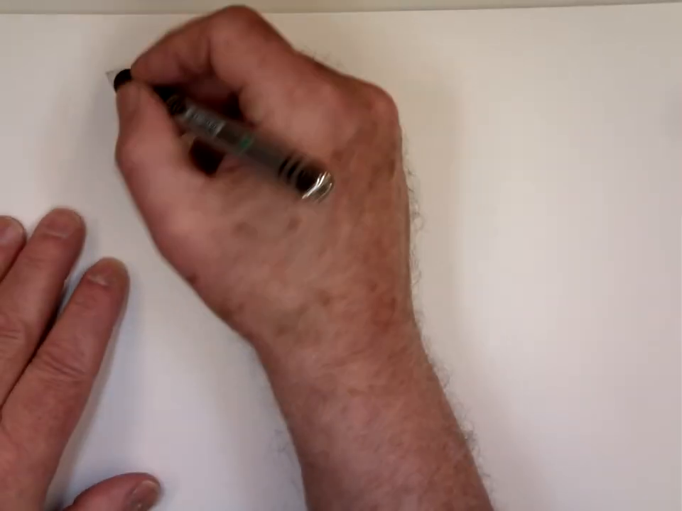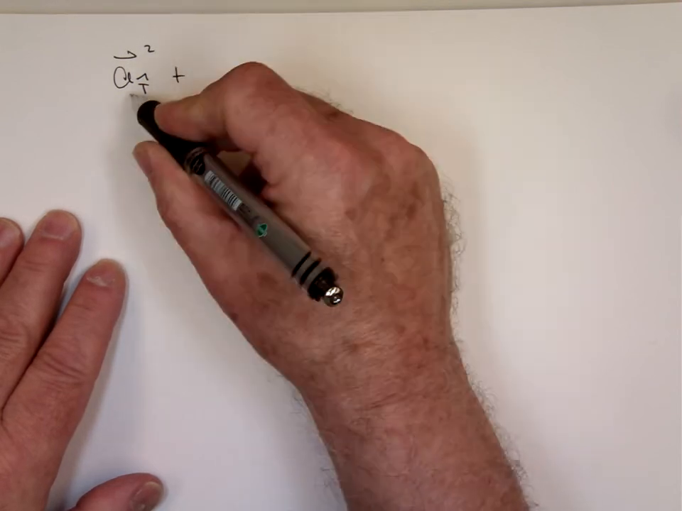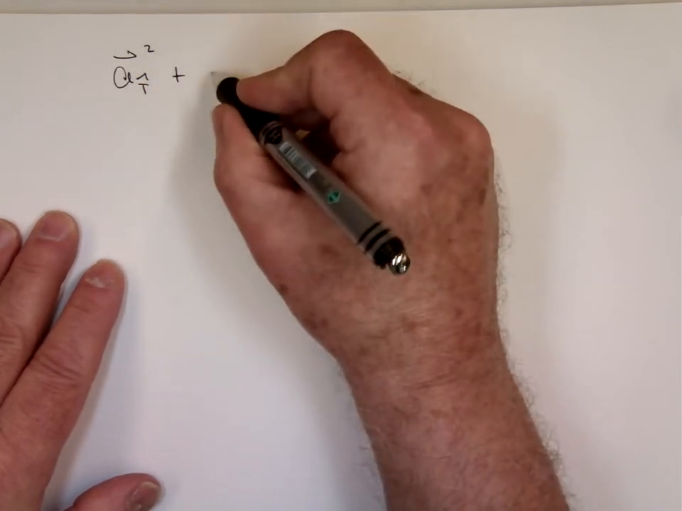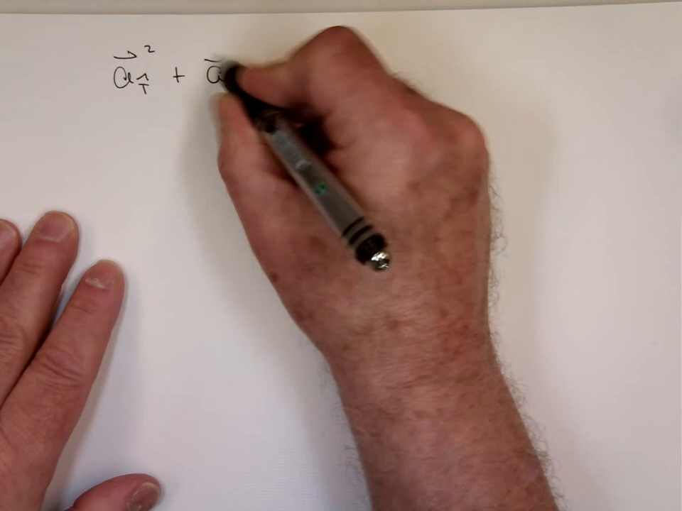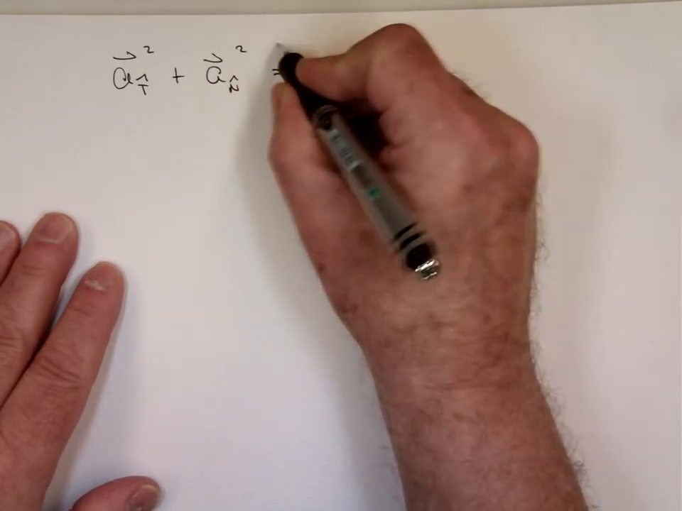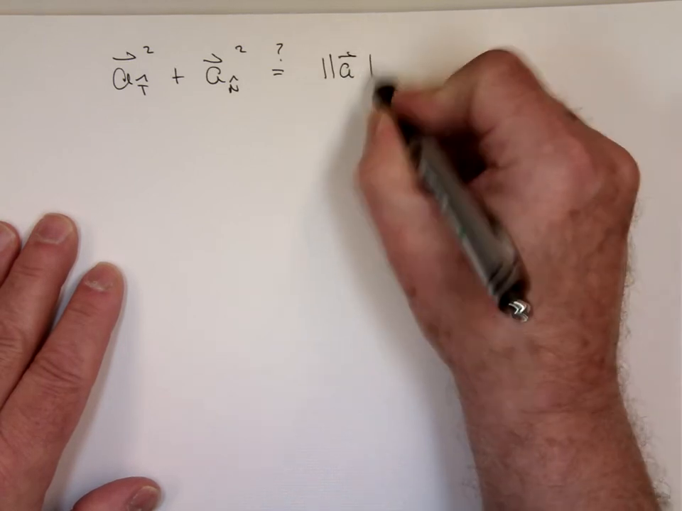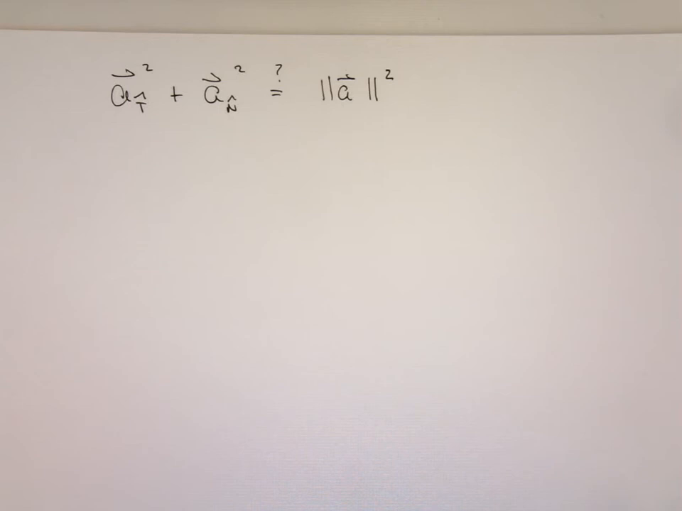So let's take the tangential component of acceleration squared. That is a real number already. Let's take the normal component of acceleration and square that. And we should get the magnitude of acceleration squared. Just to verify everything. So let's do it.